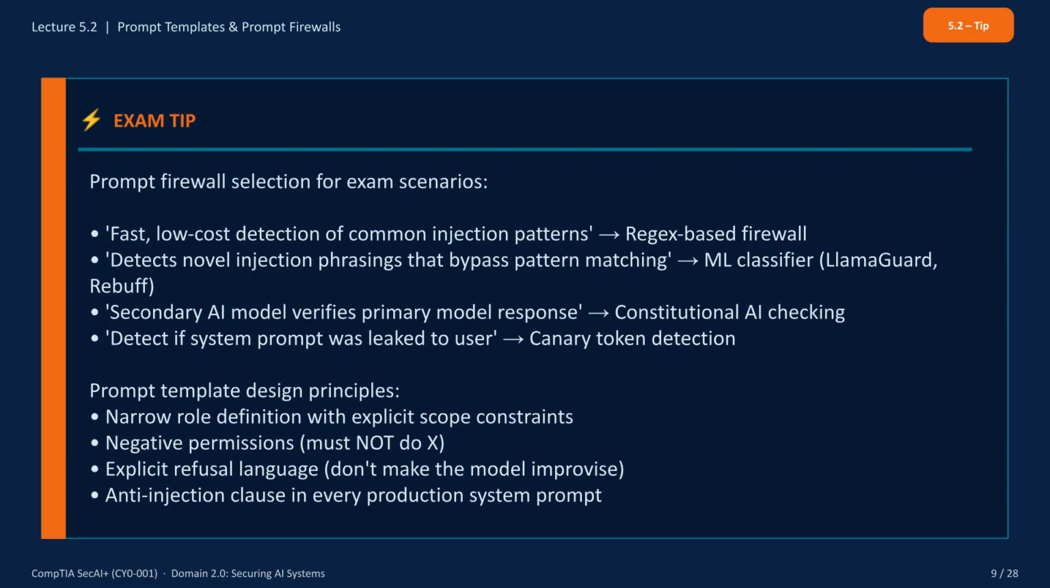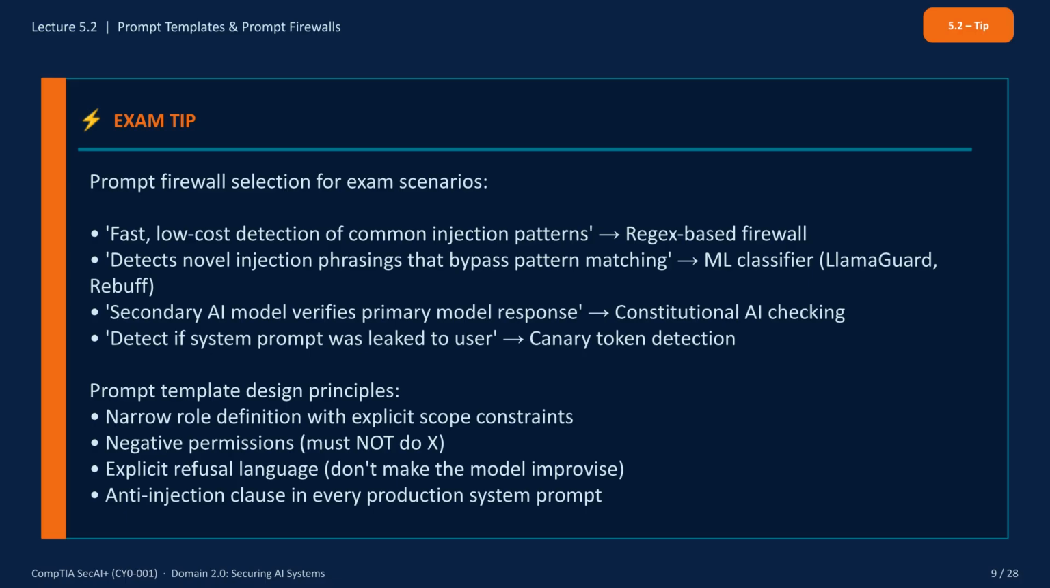For the exam, prompt firewall questions follow a clear pattern. The scenario describes a detection requirement, and you match it to the right firewall type. Fast and cheap pattern detection is regex. Detecting novel attacks that bypass patterns is ML classifiers. Verifying model outputs against safety rules is constitutional AI. And detecting system prompt leakage is canary tokens.